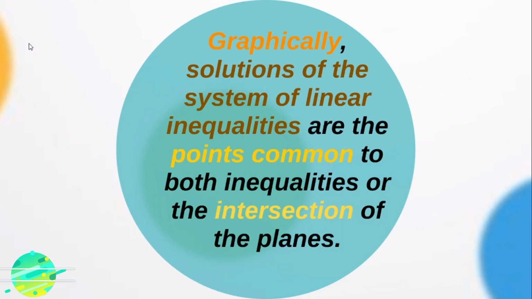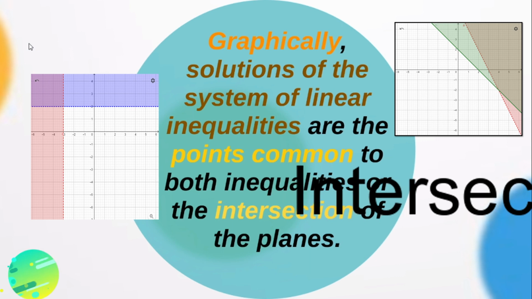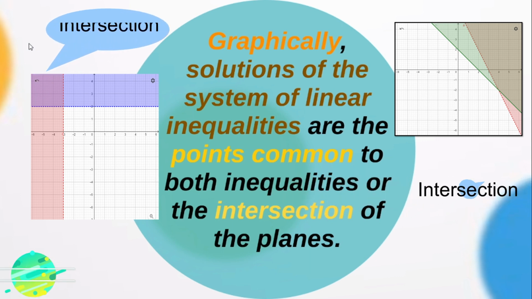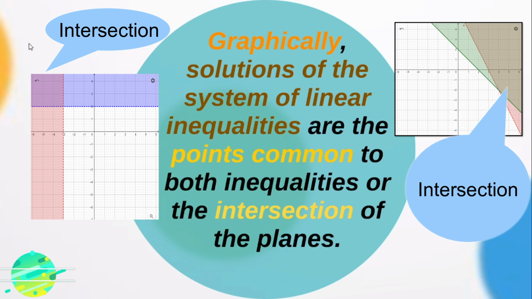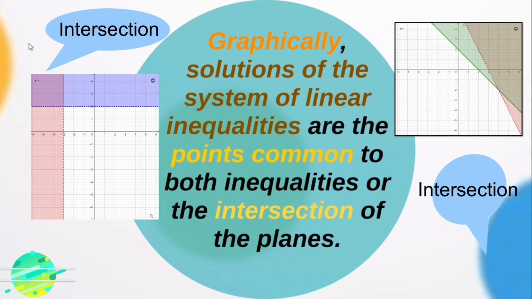Graphically, solutions of the system of linear inequalities are the points common to both inequalities or the intersection of the planes. Kapag po i-graph naman, ang tinatawag nating solution of the system is kung saan po nag-intersect ang dalawang inequalities or yung tinatawag nating points common to both inequalities or the intersection of the planes. Ibig sabihin, kapag nag-shade tayo ng part ng unang inequality and the other shade of the next inequality, at kung saan sila magtagpo or mag-intersect, yun po mismo ang solution.